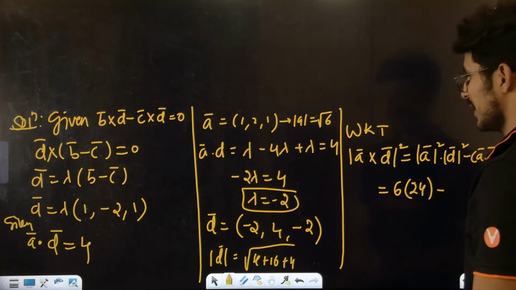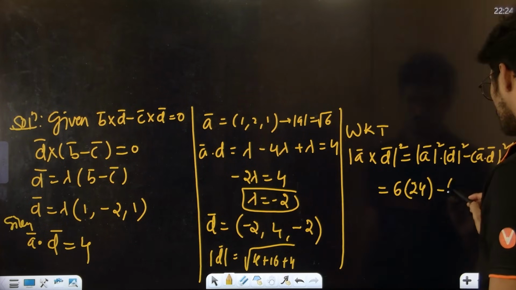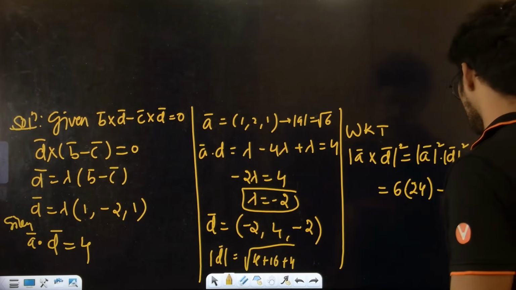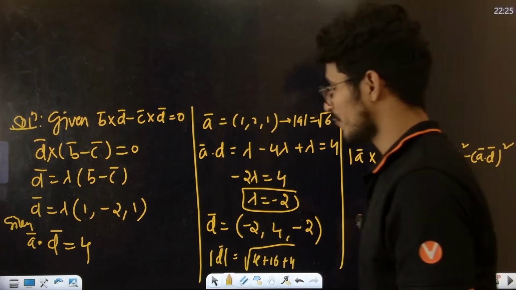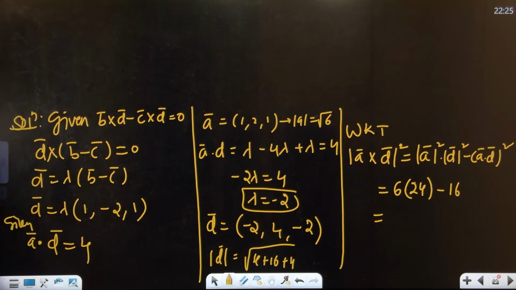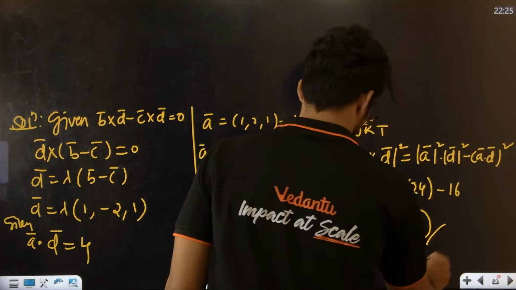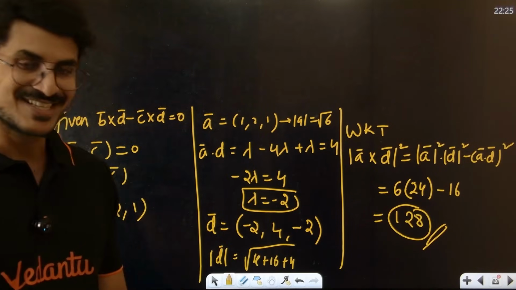Minus A dot D square. A dot D is 4, so 4 square, which is 16. So 144 minus 16, which is 128. This should be your answer. Any doubts?